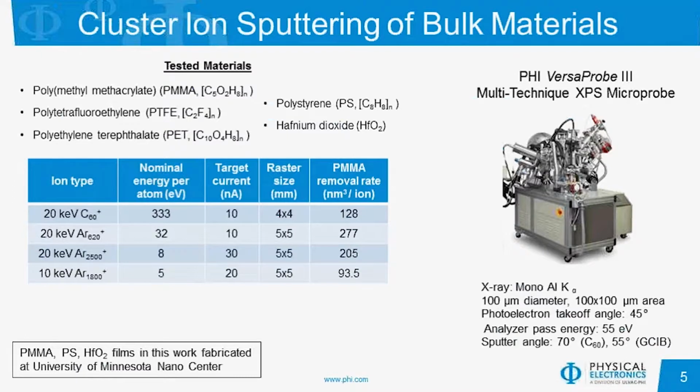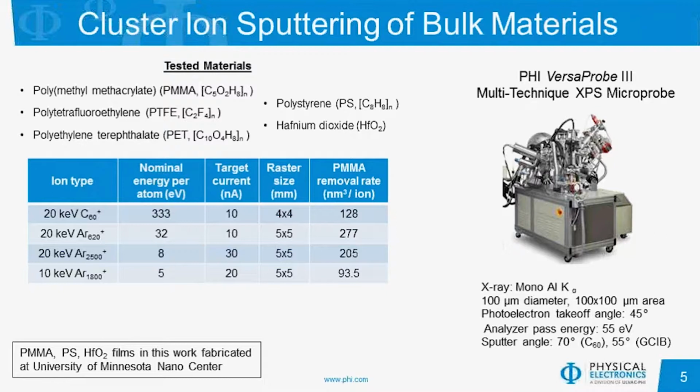So to start with, in the bulk materials ion sputtering, we are using 4 polymers and hafnium dioxide. The polymers are PMMA, PTFE or Teflon, PET, and polystyrene. And we have 4 cluster ion beam conditions that we'll be using for this analysis. One will be a 20 kV C60 beam, and then 3 argon cluster beams, 2 at 20 kV with different cluster sizes, 1 at 10 kV.